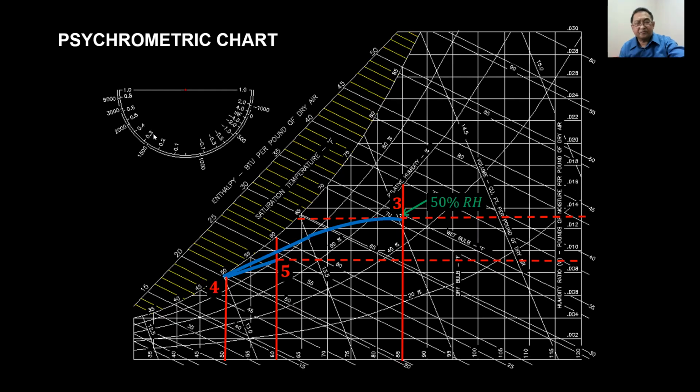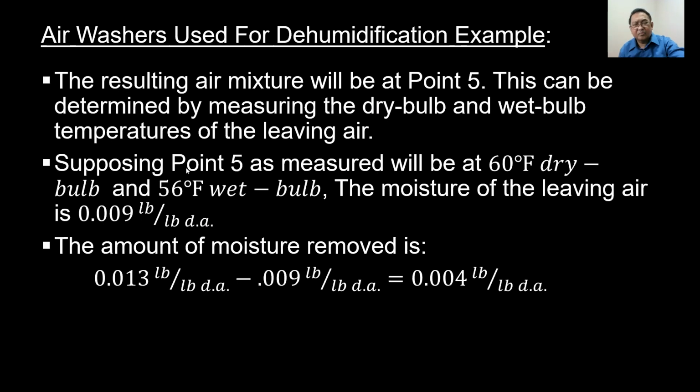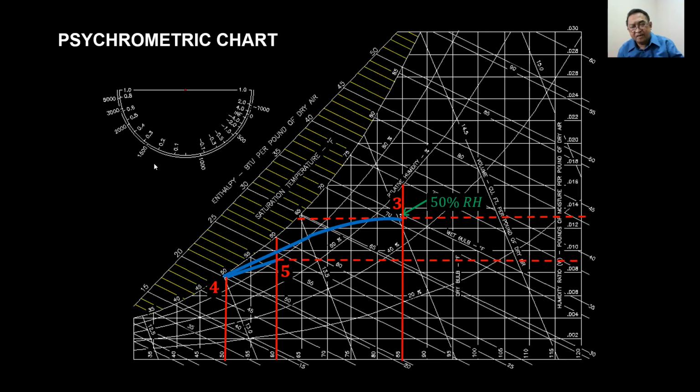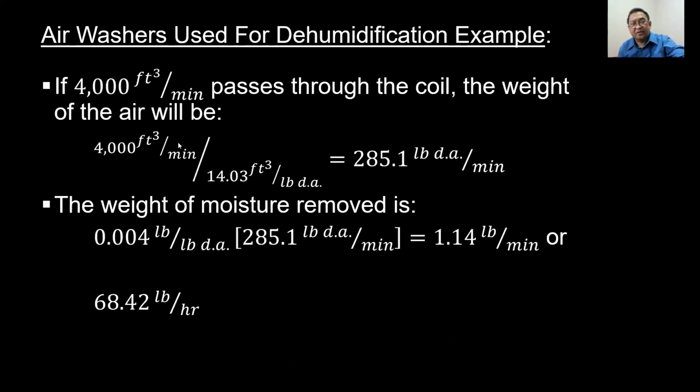So where did you get 14.03? It's 13.5, this is 14, so this one is 14.03 cubic feet per pound of dry air. So that's how we got that value.